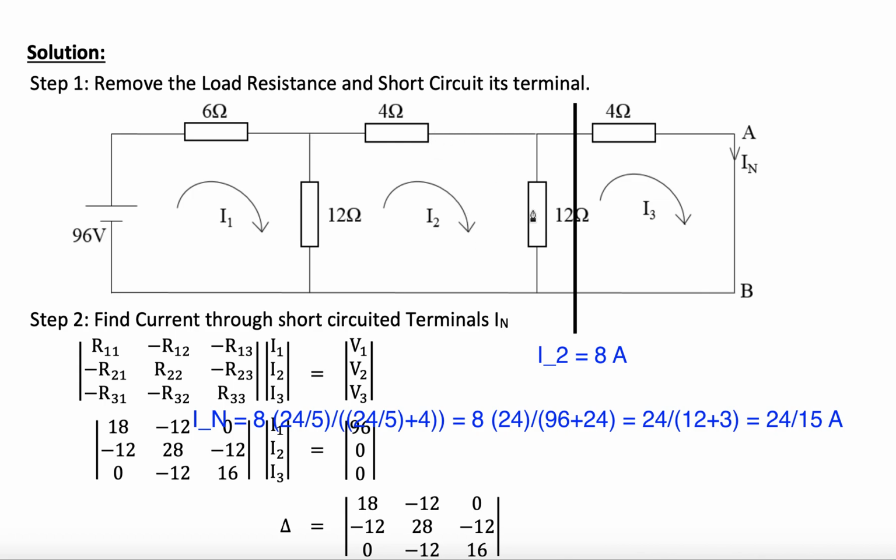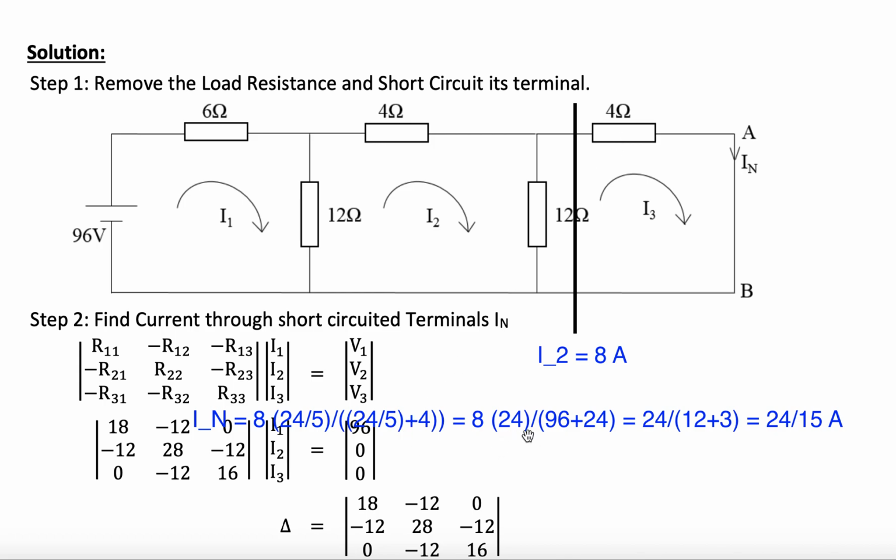Okay. 8, 12 parallel. Hmm. 12 8 is 96 divided by 12 plus 8, 20. 96 by 20 means 48 by 10 or 24 by 5. Up to here it is clear. So 8 ampere into the opposite is 24 by 5 divided by 24 by 5 plus 4.